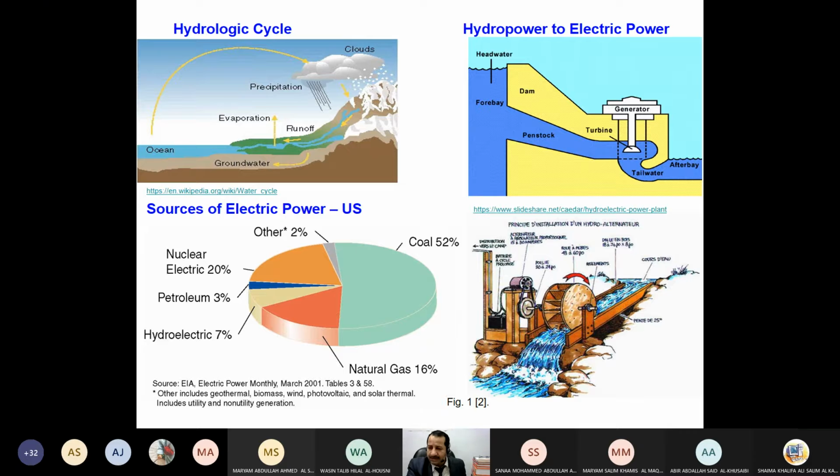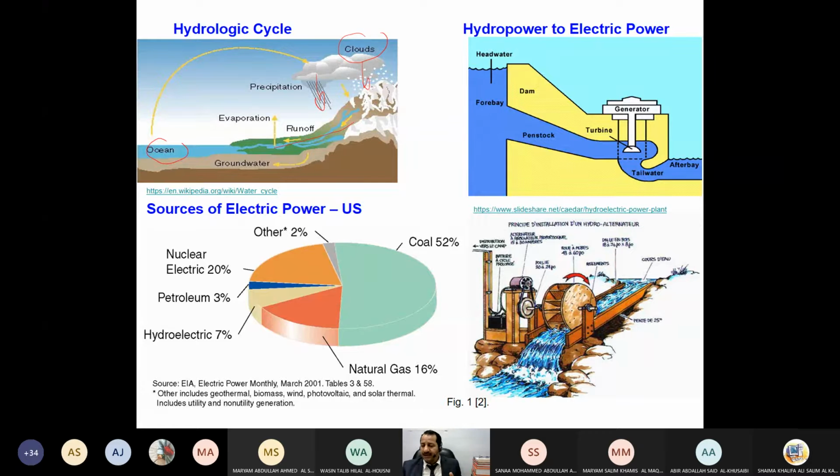And water has a cycle. The cycle starts from here, from the ocean, from the sea. Because of solar energy, it gets heated and evaporates, goes up there as clouds, and then falls as snow or precipitation, or rain. And then we have water to produce rivers, lakes, and so on.